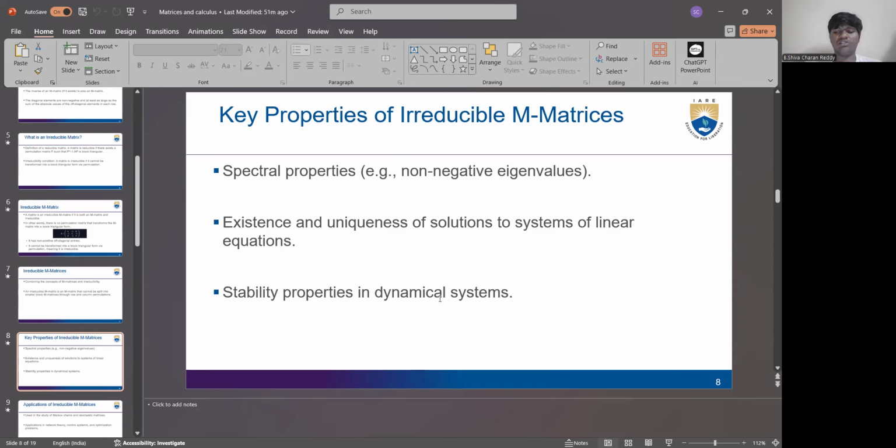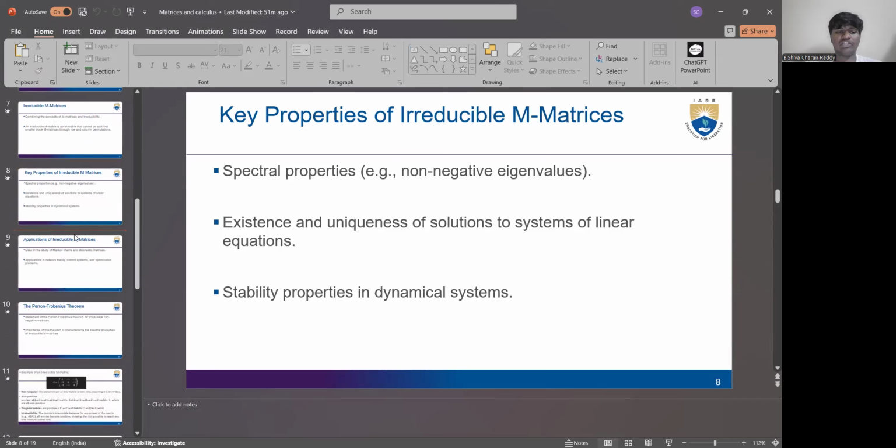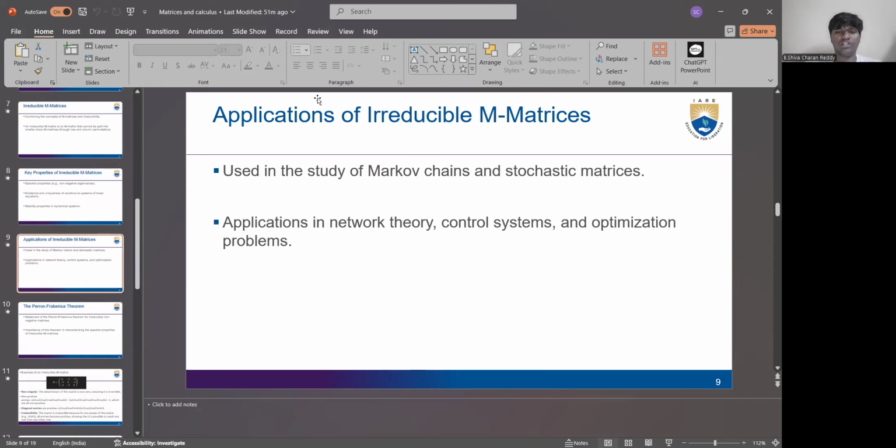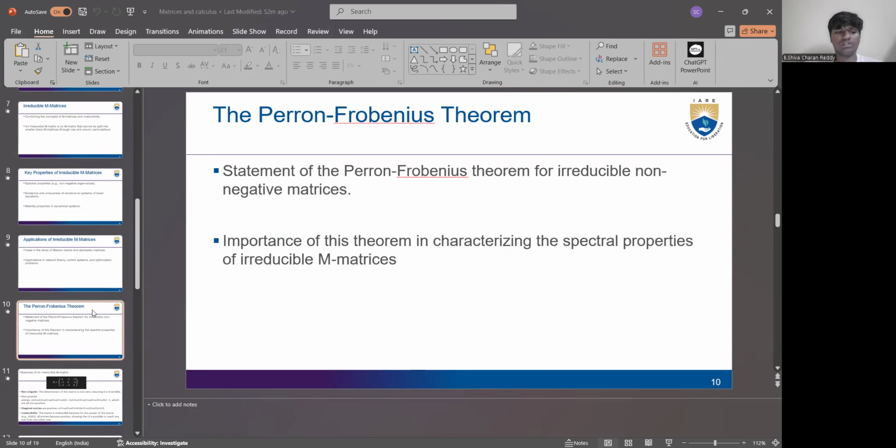There are also stability properties in dynamical systems. Applications of irreducible M matrices: these are used in the study of Markov chains and stochastic matrices. Irreducible M matrices are important in Markov chains and stochastic matrices. These are other types of matrices, and Markov chains are chains which are used by the matrices. It also has applications in network theory, control systems, and optimization problems, and control systems are used to determine and do the control flows.